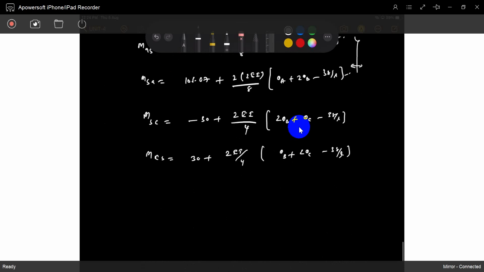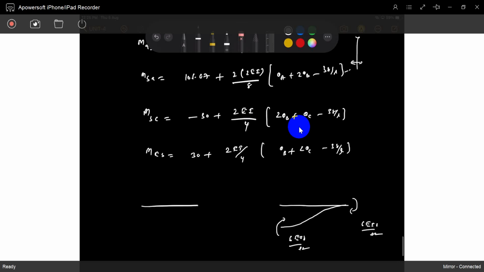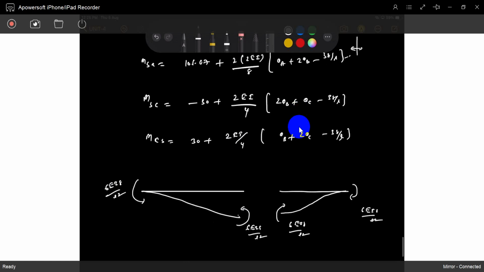So BC is also getting the same moments. This is also 6EI delta by L squared. Just observe it, otherwise I will write it. 6EI delta by L squared. No problem at all, just observe it.